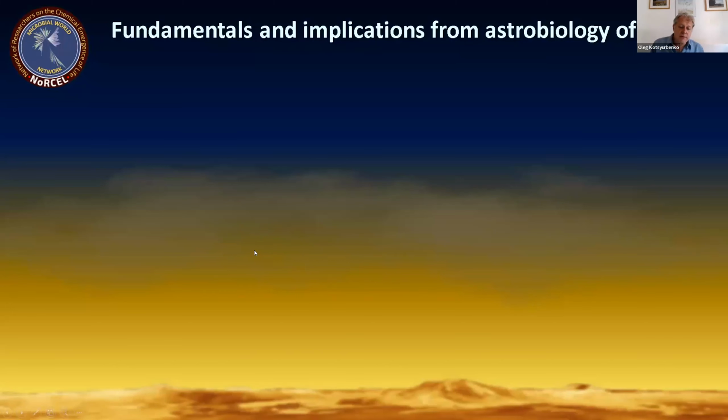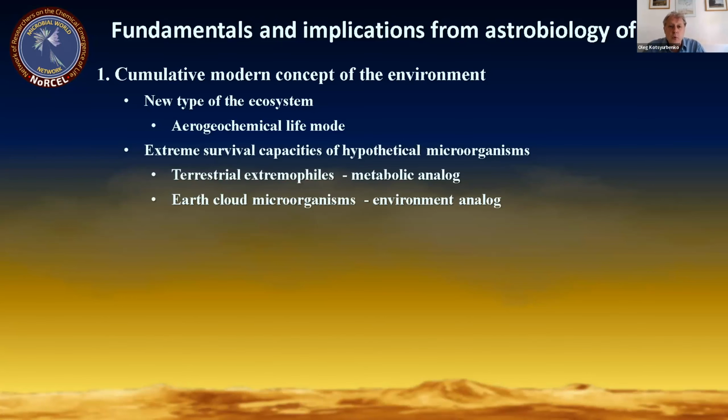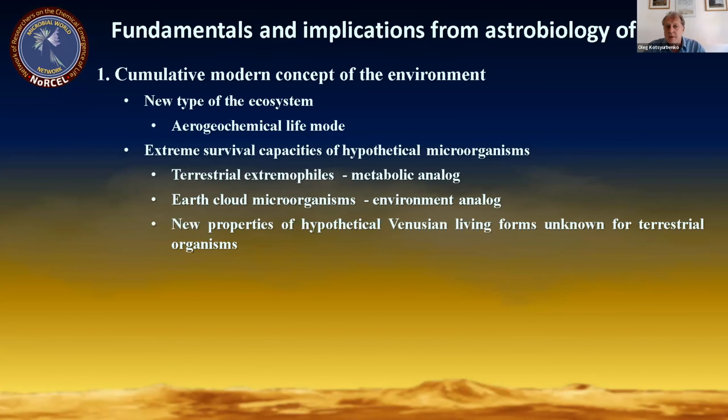So what fundamentals and implications from astrobiology of Venus can be taken into account for further studies? First of all, we can say about the cumulative modern concept of the environment. This is actually a new type of ecosystem where aerochemical life mode is dominating. So from the theoretical point of view, this is a unique ecosystem to study.